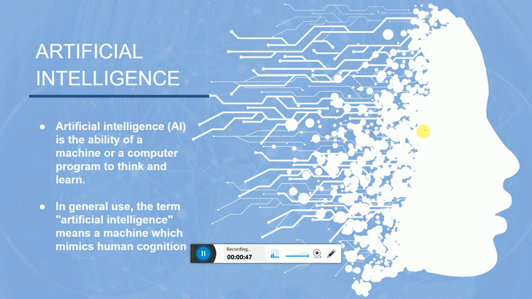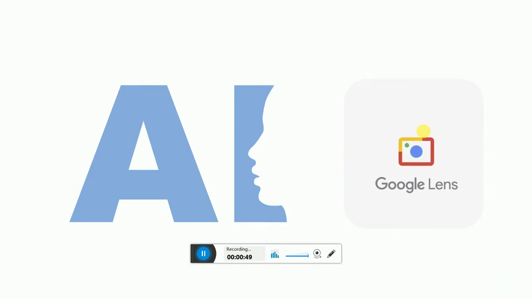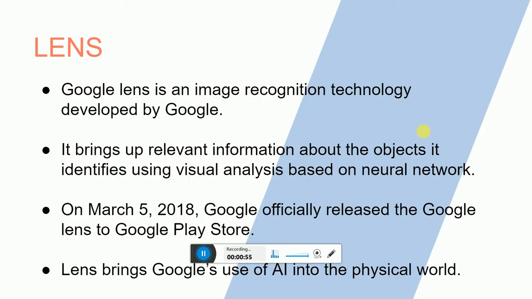So, my topic is AI in Google Lens. What's Google Lens actually? It's an image recognition technology which has been developed by Google. It is designed to bring up relevant information about the objects it identifies using a visual-based neural network.